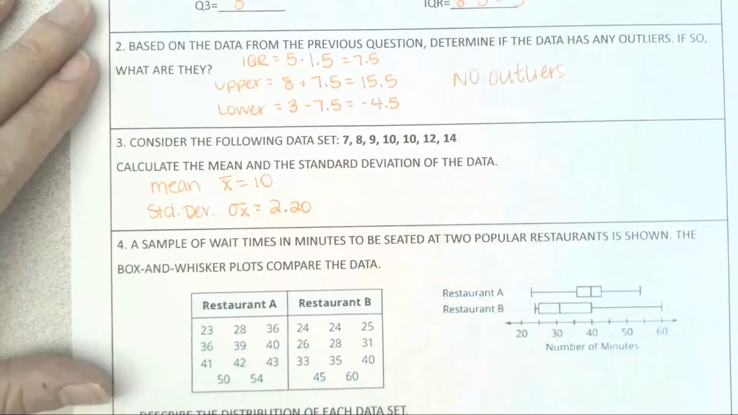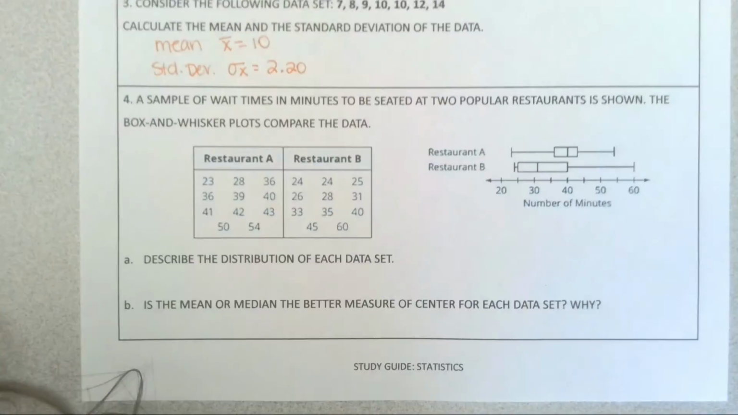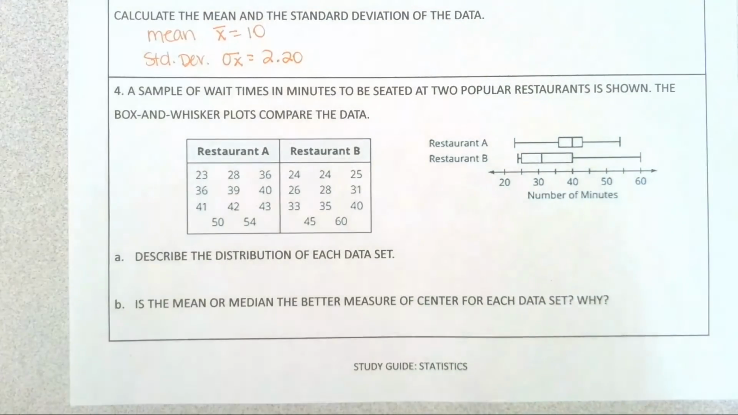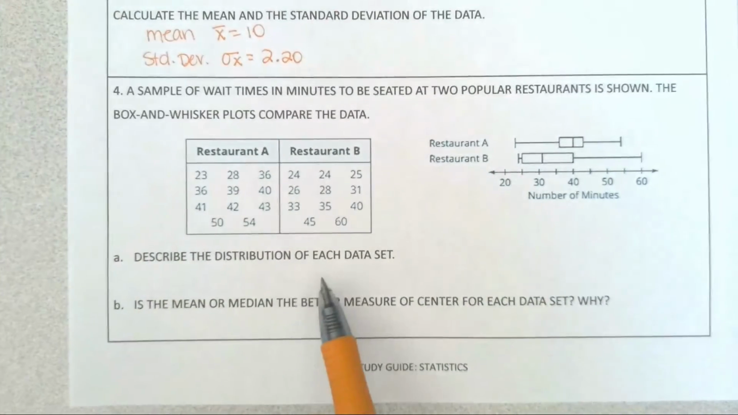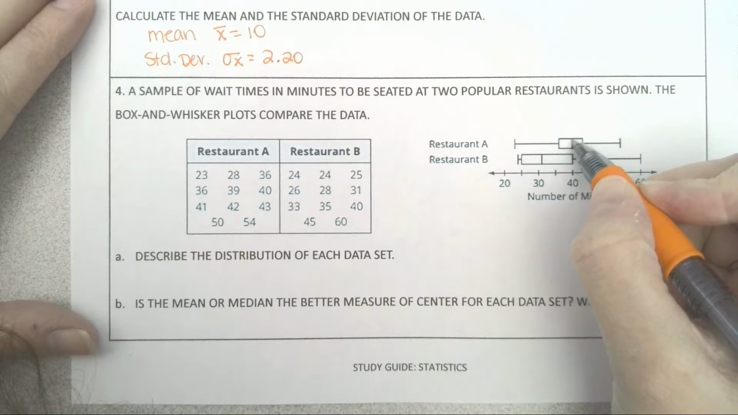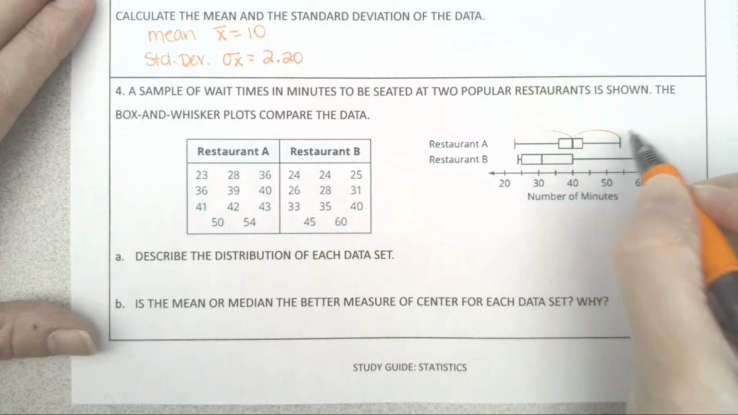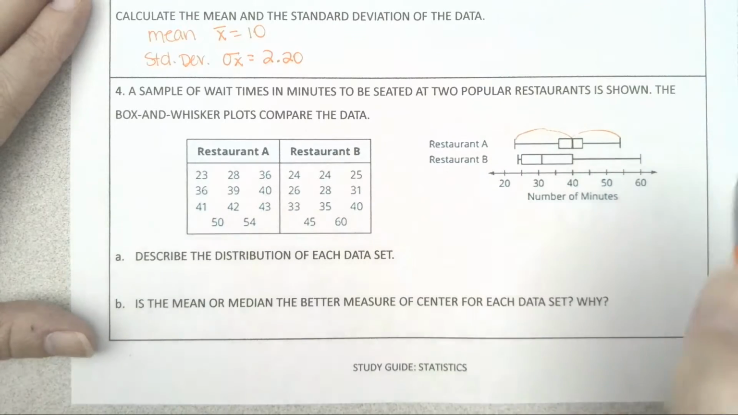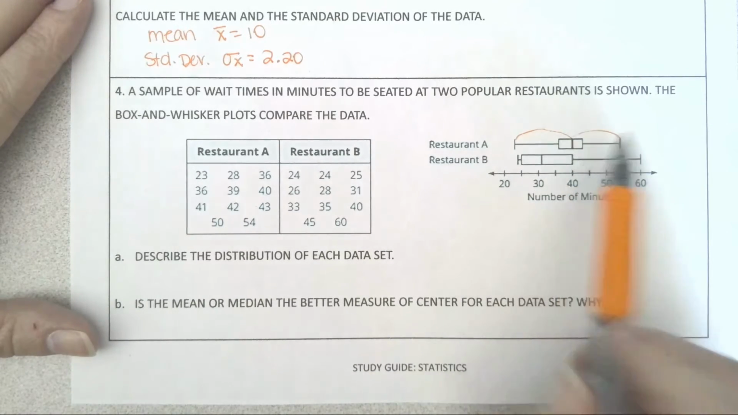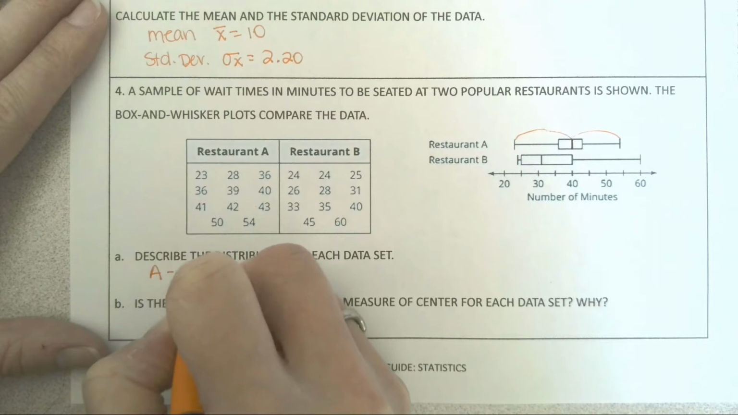Okay, question number 4. A sample of wait times in minutes to be seated at 2 popular restaurants is shown. The box and whisker plots compare the data. Describe the distribution of each data set. So for the first one, I remember on a box and whisker plot, we want to look at the distance between the two of these. These are pretty similar. They're close enough that makes me want to say that A is going to be pretty symmetric.